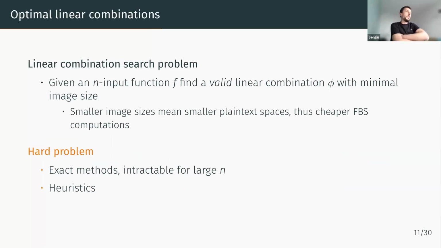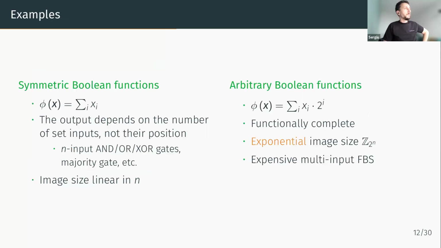A linear combination is optimal for a function f if it's valid, and also has a minimal image size. A small image size means we need a smaller plaintext space, and thus the functional bootstrapping will be cheaper. This problem is hard because exact methods are intractable for large n, for a large number of inputs, and usually in the literature we use heuristics to solve this problem.